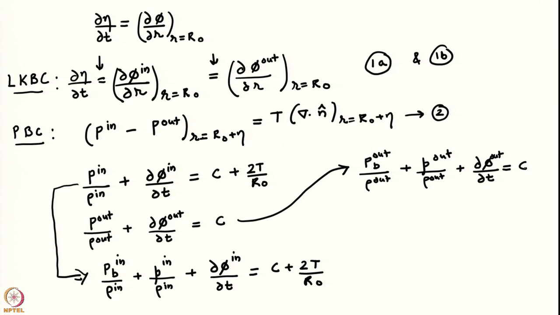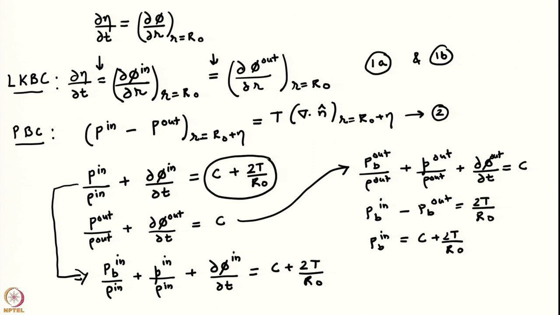You can see that I can cancel out the base state contribution. We know that PB in minus PB out is equal to twice T by R0. If I set PB in is equal to some constant plus twice T by R0 as I have done here, and PB out to be just the same constant C, then you can see that the difference between them satisfies this. So, I will cancel out the base state contribution. So, PB in and this are equal to each other. Similarly, you can cancel out the base state contribution, these two.